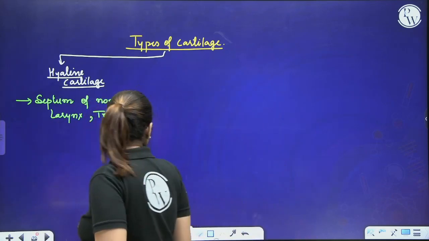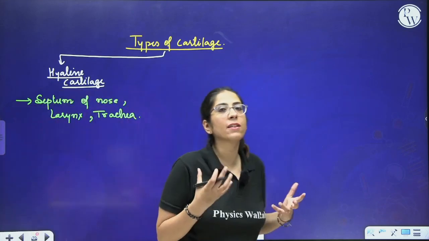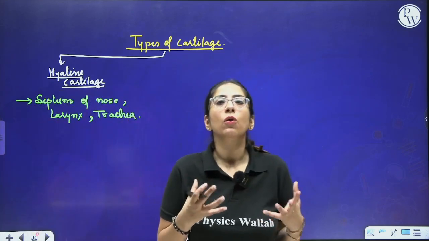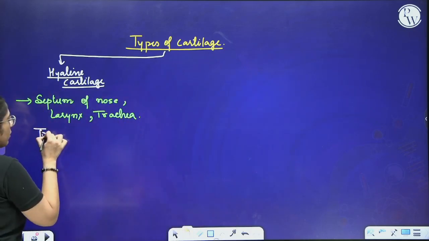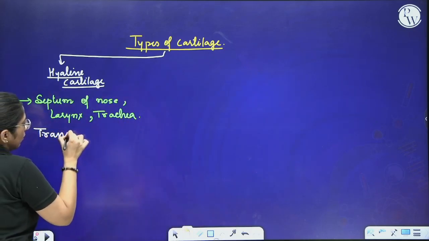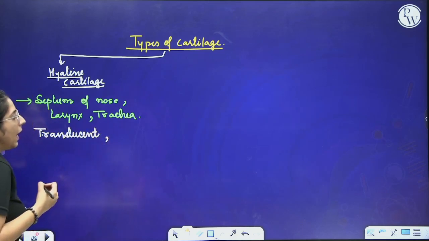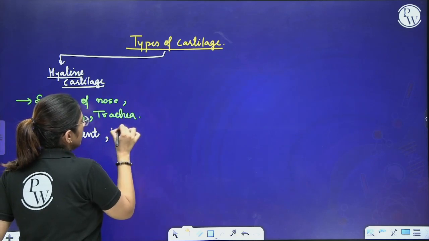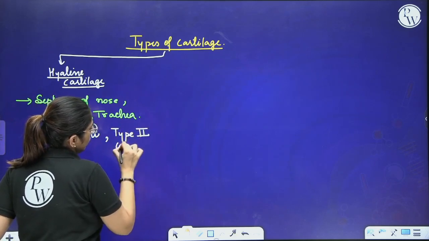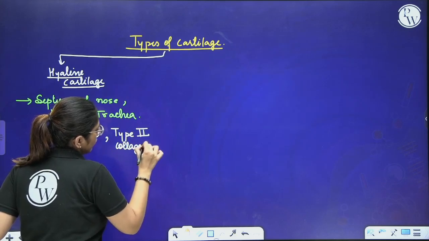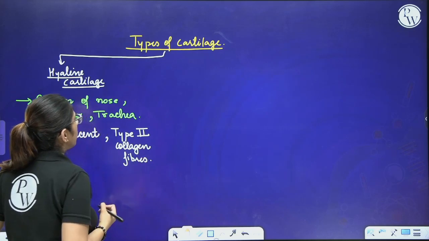Now hyaline cartilages are those cartilages which, when you look at them, are translucent, and they have collagen fibers. So they are basically translucent, right? And they have type 2 collagen fibers. Type 2 collagen fiber. They have type 2 collagen fibers.